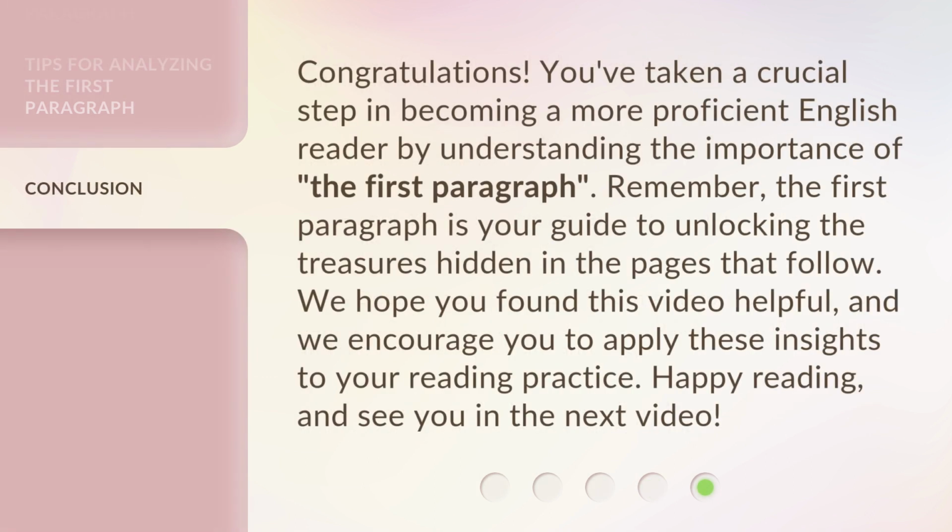Congratulations! You've taken a crucial step in becoming a more proficient English reader by understanding the importance of the first paragraph. Remember, the first paragraph is your guide to unlocking the treasures hidden in the pages that follow.